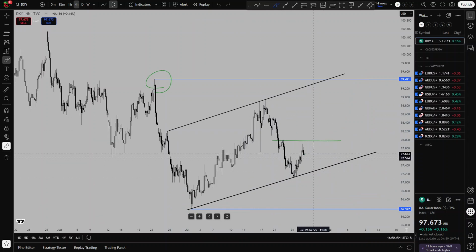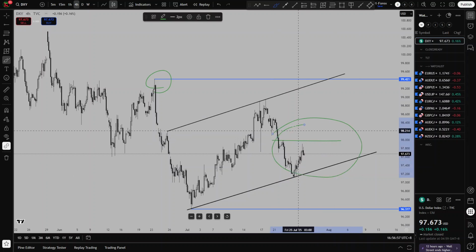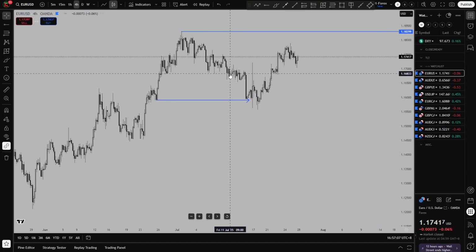So we see here we have quite a few options, but we want to see price giving us a clear signal first in this area to then decide what direction we will play in the other dollar related pairs. In Euro US dollar, it's a very similar picture.